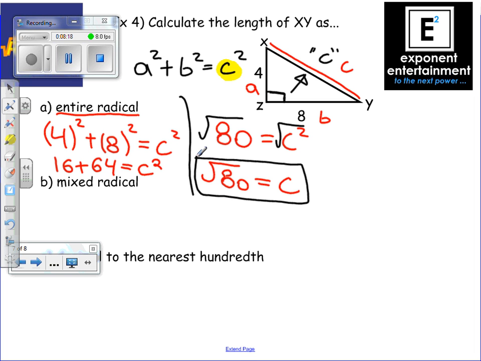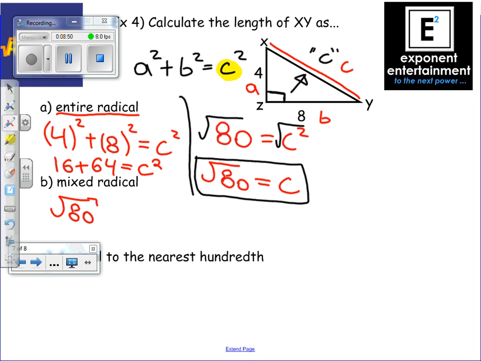I thought it was 3 point something. Maybe it was 20, not 40. Nonetheless, that's entire radical. So for mixed radical, what do we have to do? The side length hasn't changed. It's still the square root of 80. Now it's just saying, give it a final answer in mixed radical form. How do we do that?